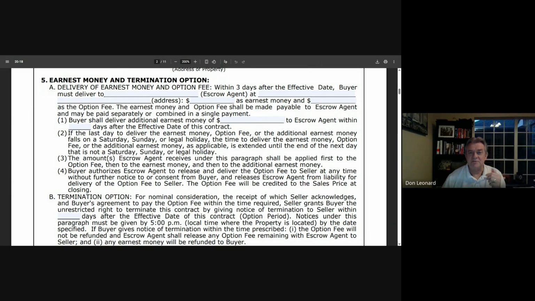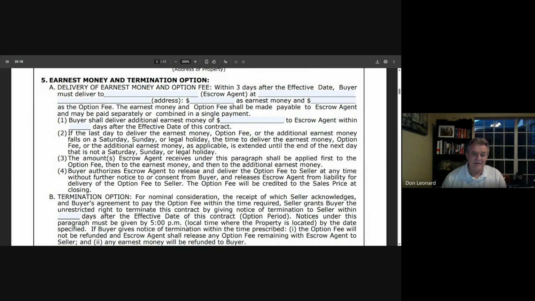The fourth one just gives the title company the authority to take that option fee and pass it on to the seller. That option fee does not belong to the title company. It's not theirs to keep. It's supposed to be shared or passed directly on to the seller.